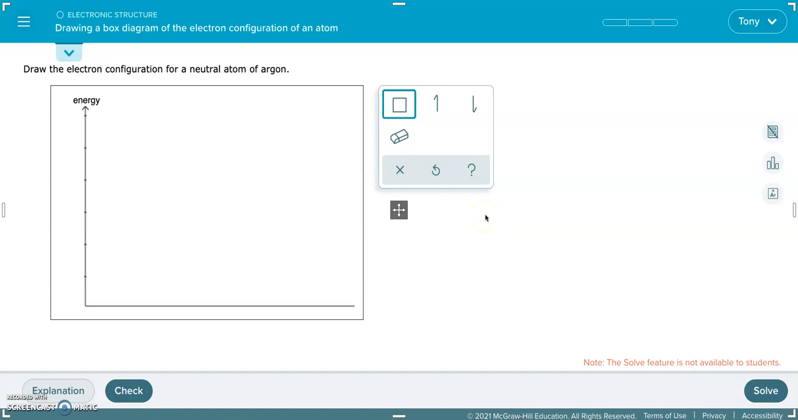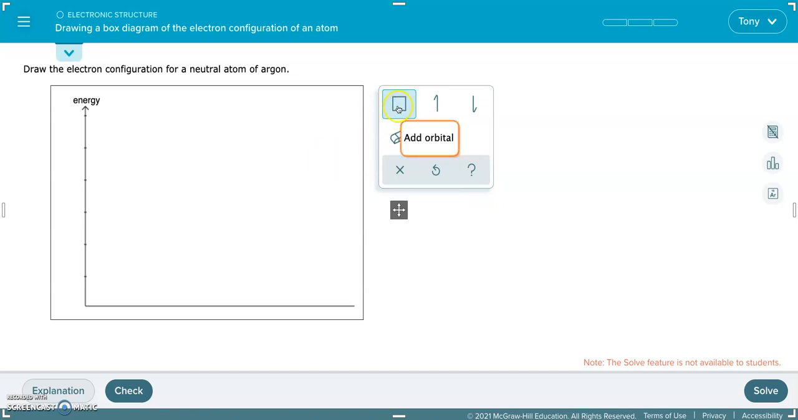So this is another ALEKS topic that's called drawing a box diagram of the electron configuration of an atom. It's a nice little topic. It's fairly straightforward, but I think there's a number of different things that we should be thinking about as we're doing a topic like this. And basically just to orient you to the tools that we're going to be asked to use.